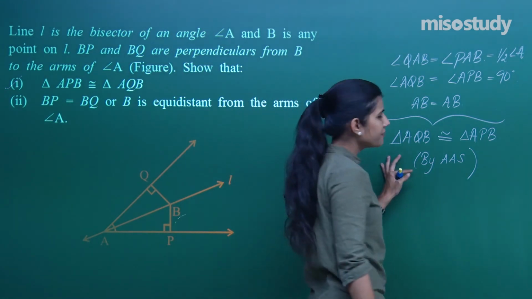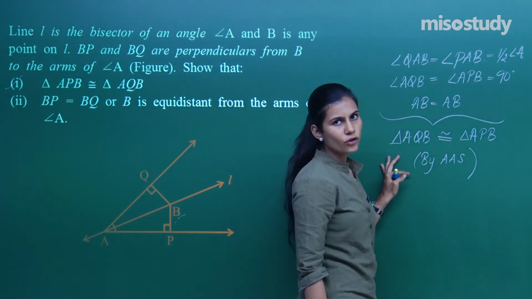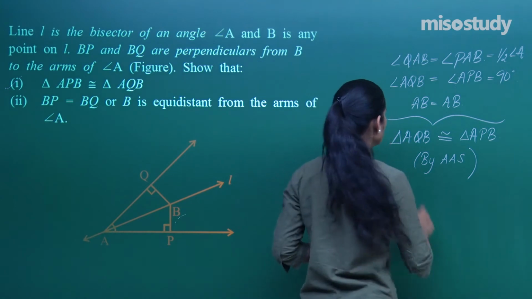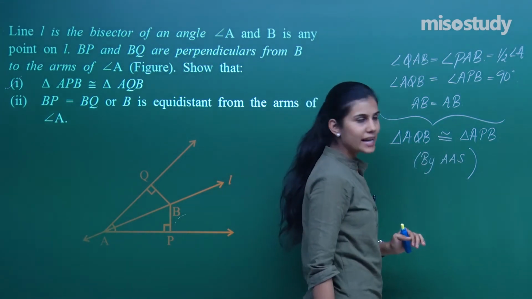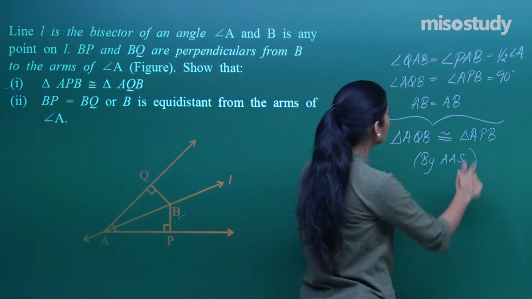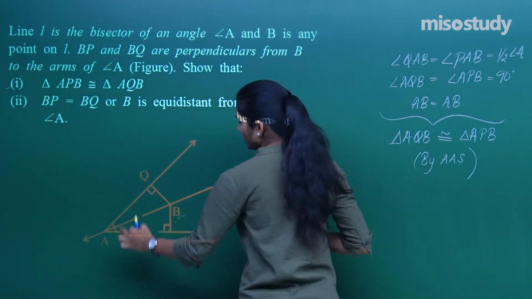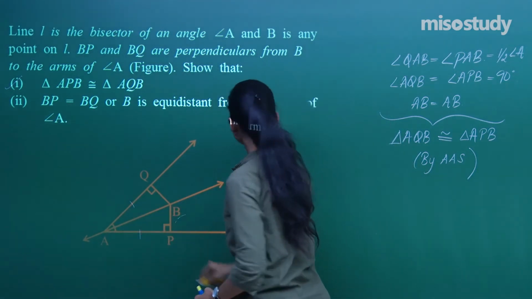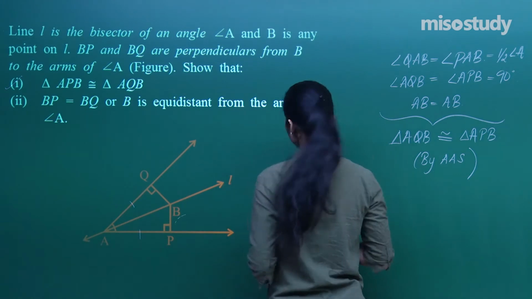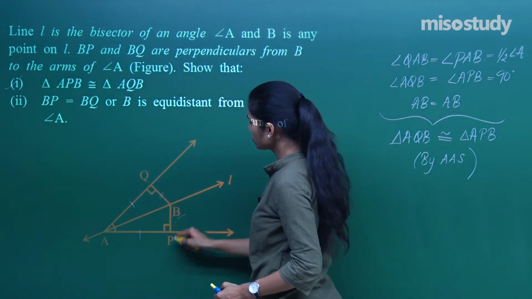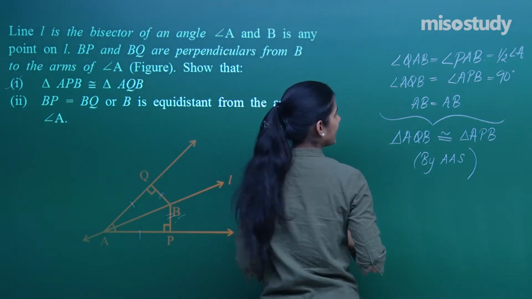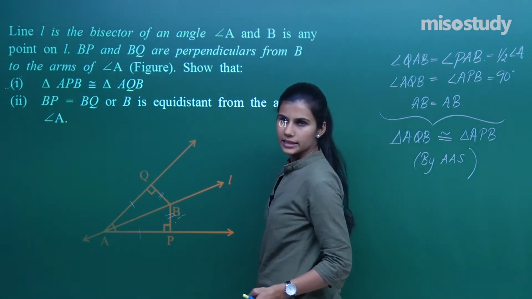Now the moment I have these two triangles congruent, their corresponding parts will be equal. So corresponding sides will be equal, corresponding angles will be equal, AQ will be equal to AP, QB will be equal to PB, and AB will be equal to AB, that is obviously there.